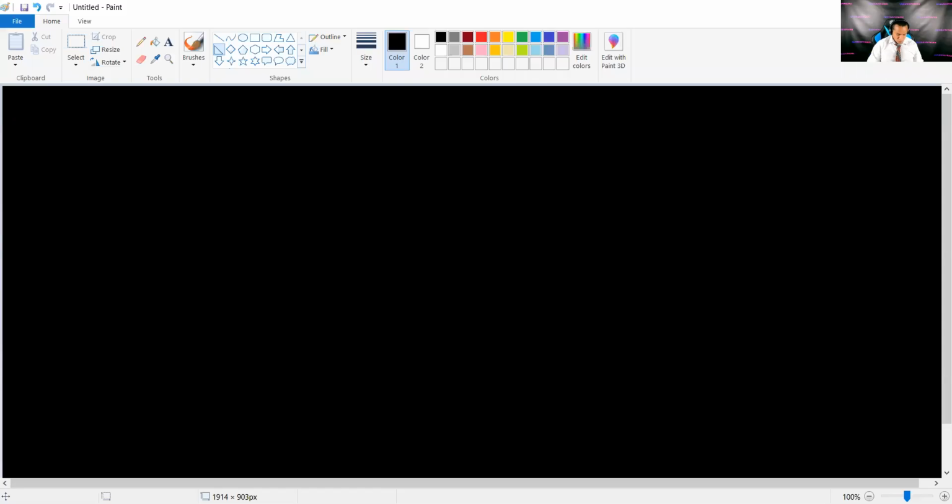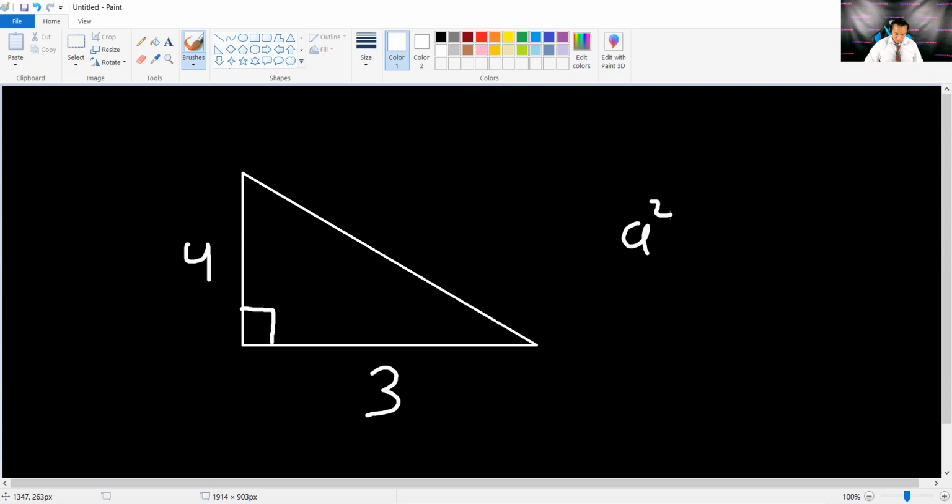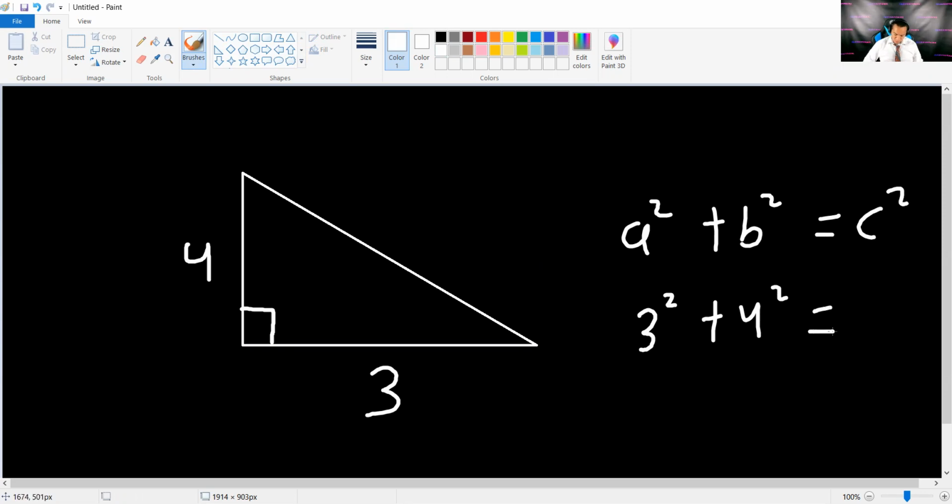Whenever you have a right triangle, such as the one over here, and we're assuming that's a right angle, usually when you have two sides like 3 and 4, you can use the Pythagorean theorem, a squared plus b squared, in this case 3 and 4, to find c, but this is c squared. So 3 squared plus 4 squared will give you 9 plus 16, in other words, 25.